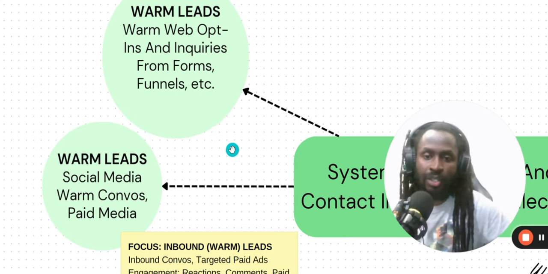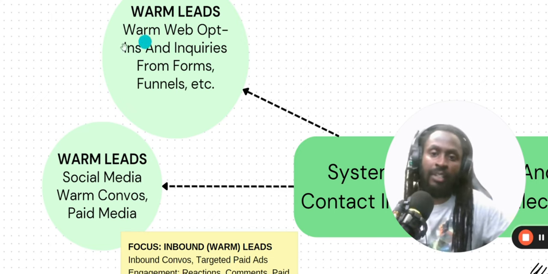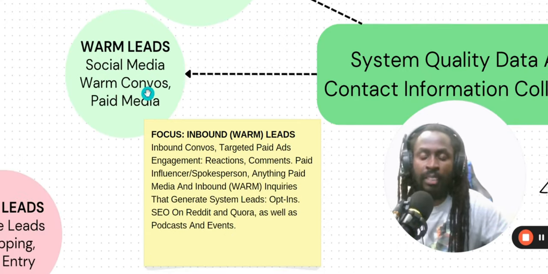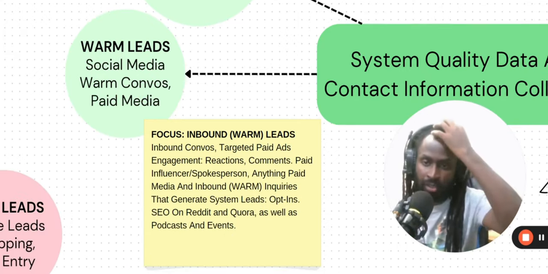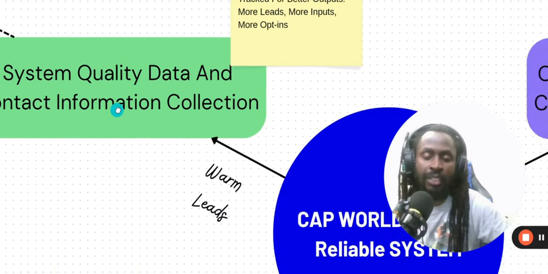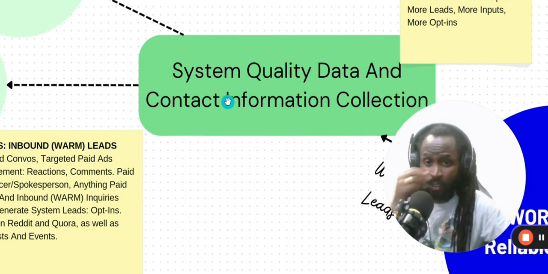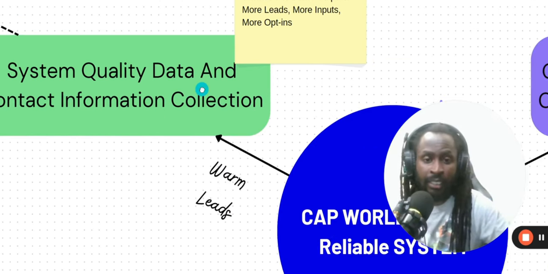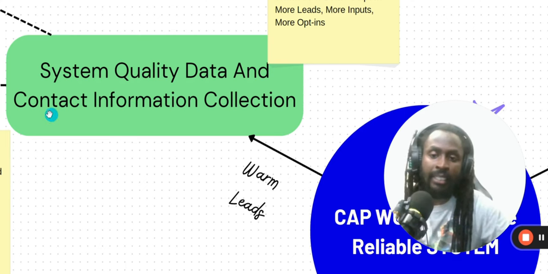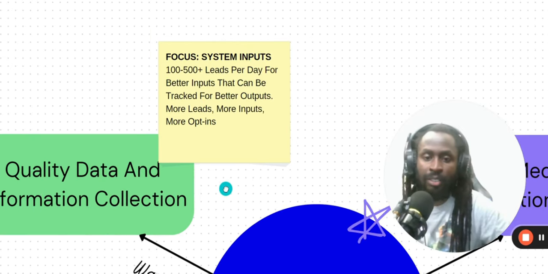All right. So the warm lead comes from web opt-ins, the inquiries on forms and contact funnels, etc. Warm leads also come from social media, warm conversations, inbounds, and paid media. Now what you do is put that in the system. We collect data and contact information, system quality data and contact information. You still have to filter and check which one is good. You have one list there.